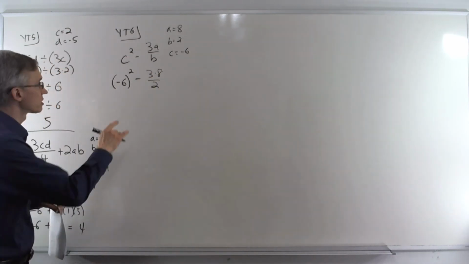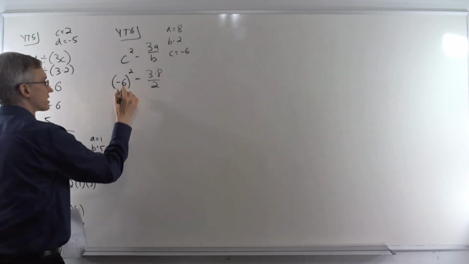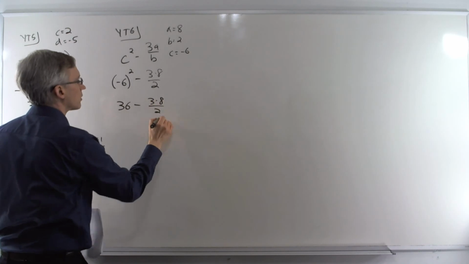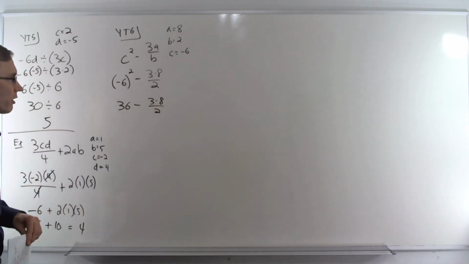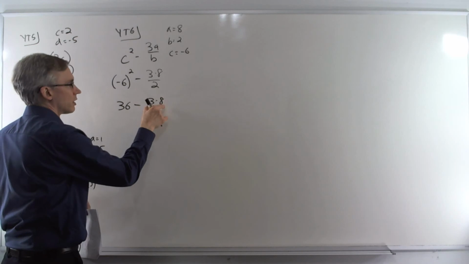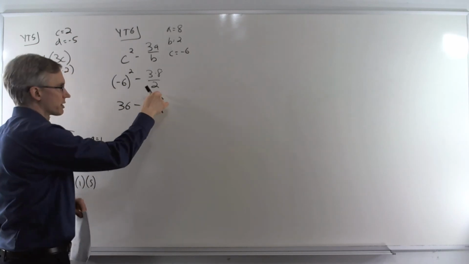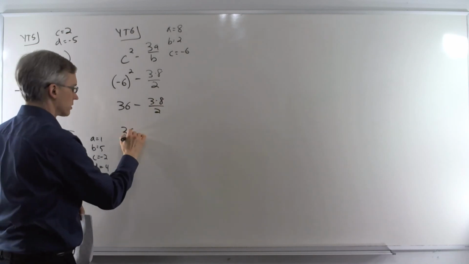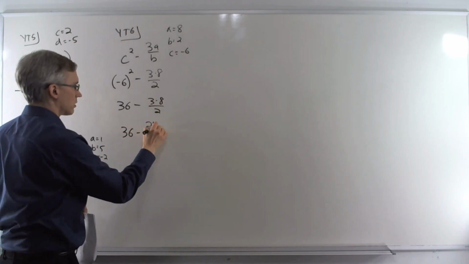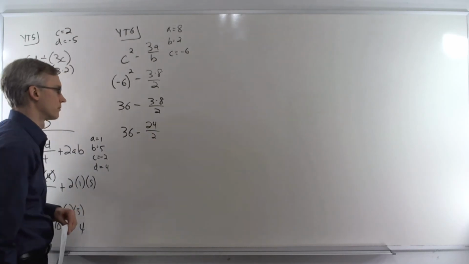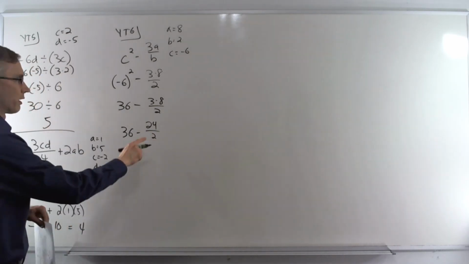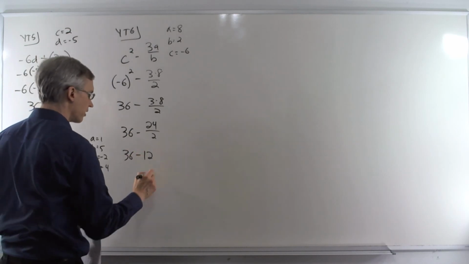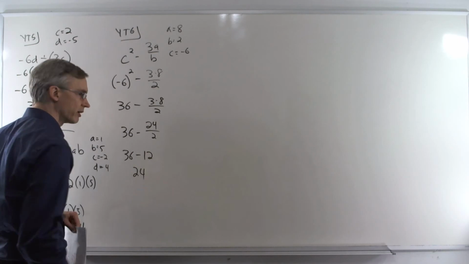Starting with the order of operations, we start with that exponent. So negative 6 squared is positive 36. Now over here, the division bars are grouping symbols, so we can start up top. Consider these to be in parentheses, 3 times 8. So that's 24 over 2. Now we'll divide next, leaving subtraction for last. 36 minus 12, and then subtract to get 24.